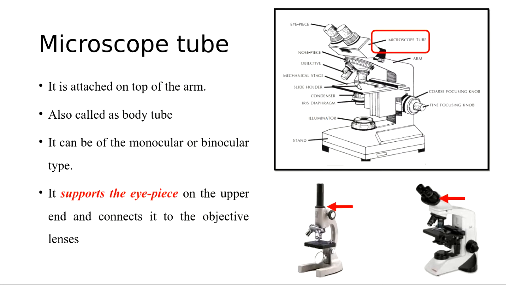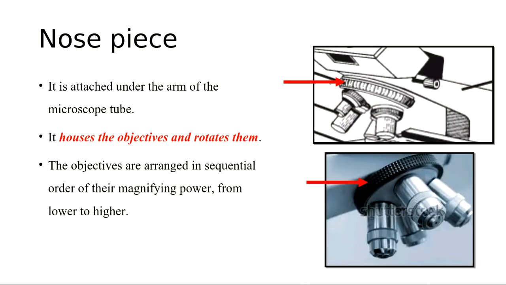The microscope tube, I have told you, supports the eyepiece on the upper end and connects to the objective lenses below. It is also called the body tube. It can be seen in both monocular and binocular microscopes.